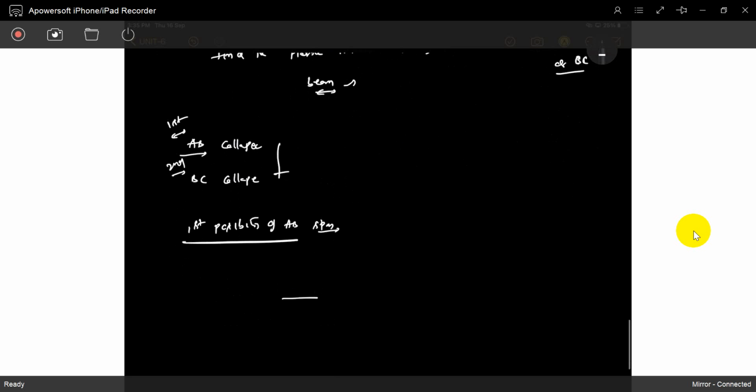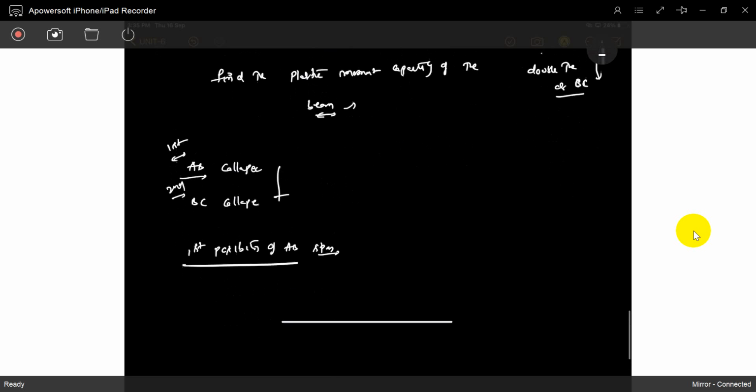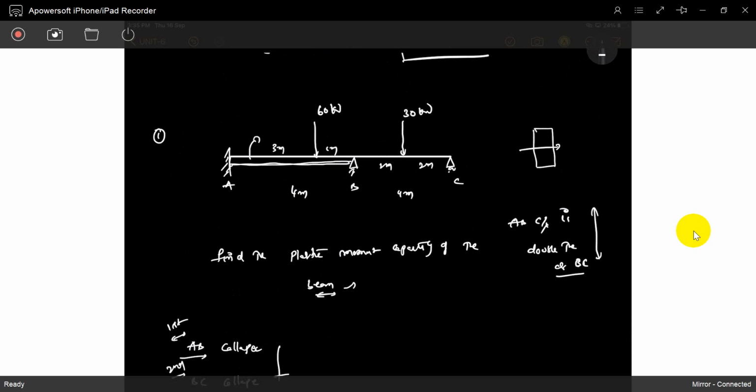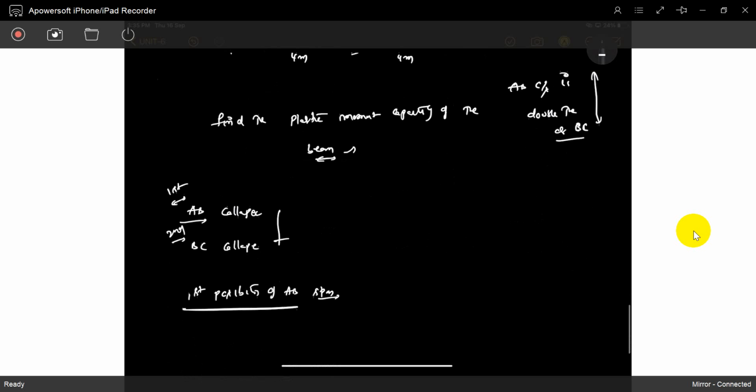Okay, see, this is the AB span. A is fixed, B is also fixed, intermediate. So for 2 hinges it's not sufficient, 3 hinges are formed. So where is the third hinge? The third hinge is formed under the load. Under the load of 60. So it is easy.